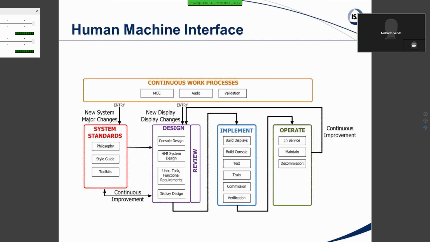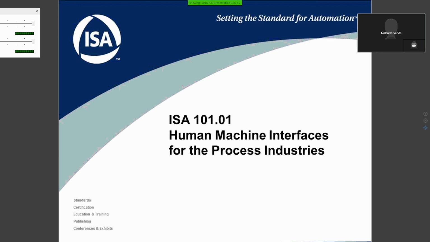So it really does, I think, fill in a missing gap in terms of how we were managing our HMIs and our control systems. So what number is this? 101. It is the 101 standard, ISA 101.01. We got rid of the extra zeros, but you'll see we added them back later on. So again, a recent standard.